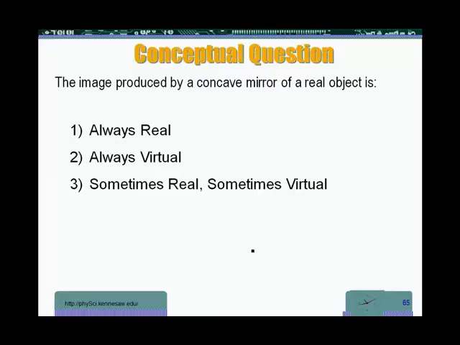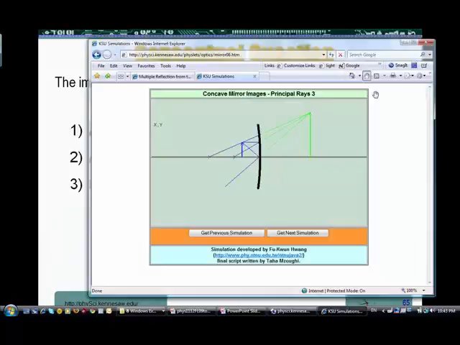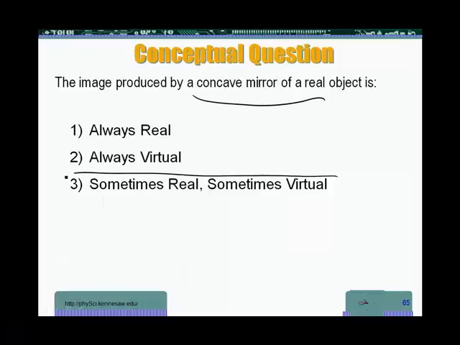Now, a few questions. The image produced by a concave mirror of a real object is always real, always virtual, or sometimes real and sometimes virtual. I think I still have the simulation, so I'm trying to go to it. See, my object is in blue. That's a real image, virtual image. So the answer is sometimes real, sometimes virtual.